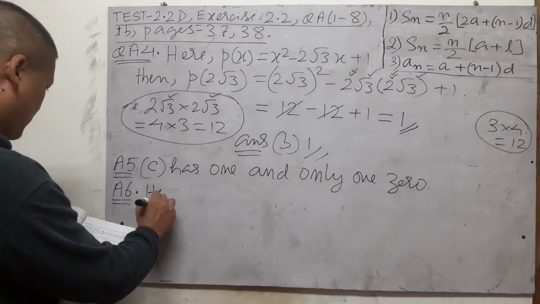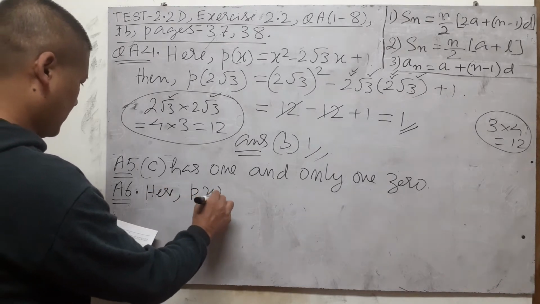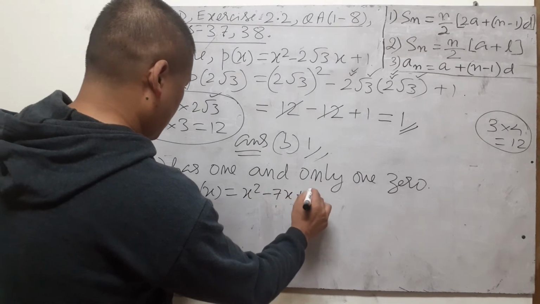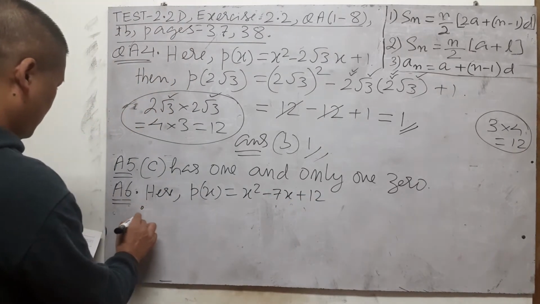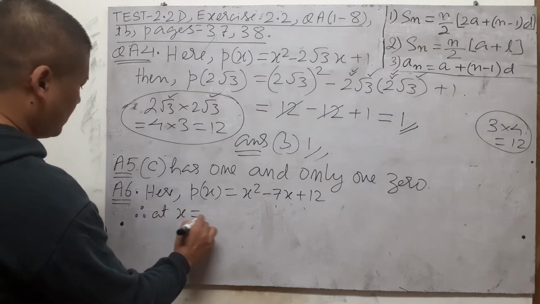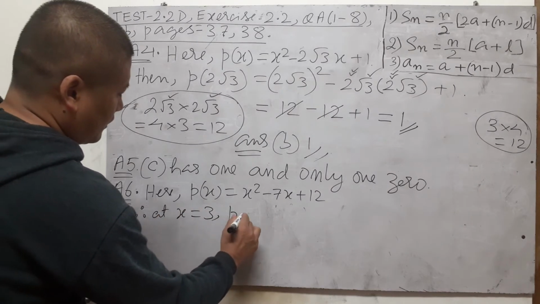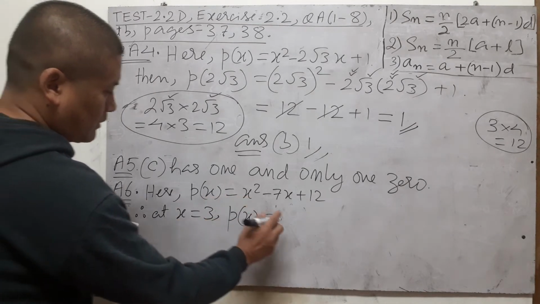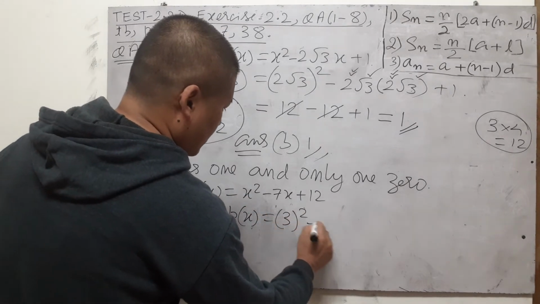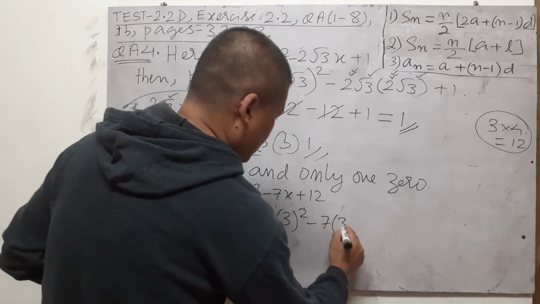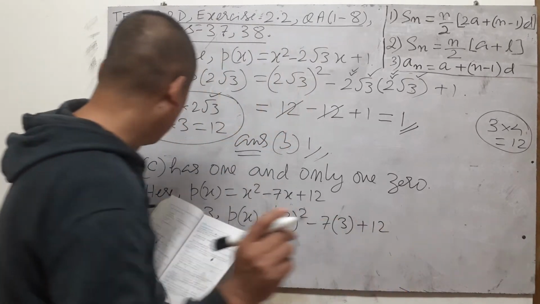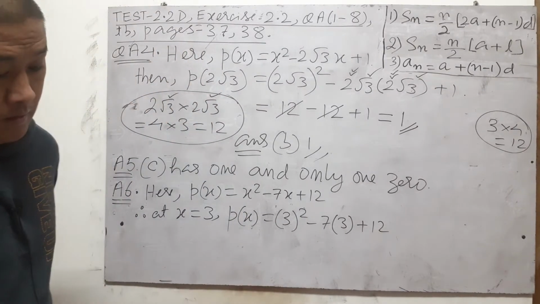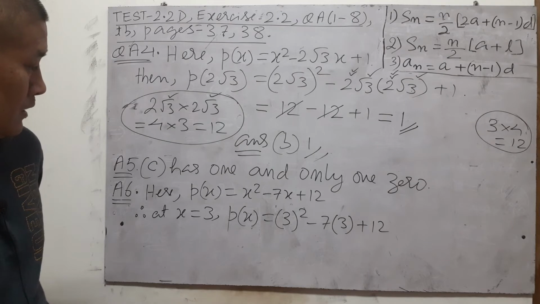Let's just write down what is given. P of x is given as x squared minus 7x plus 12. Therefore, at x equal to 3, p of x will be equal to, here x is 3, so this x will be replaced by 3 squared, minus 7 into x, here 3, plus 12. I hope that's clear to us. Yes, so p of x at x equal to 3.